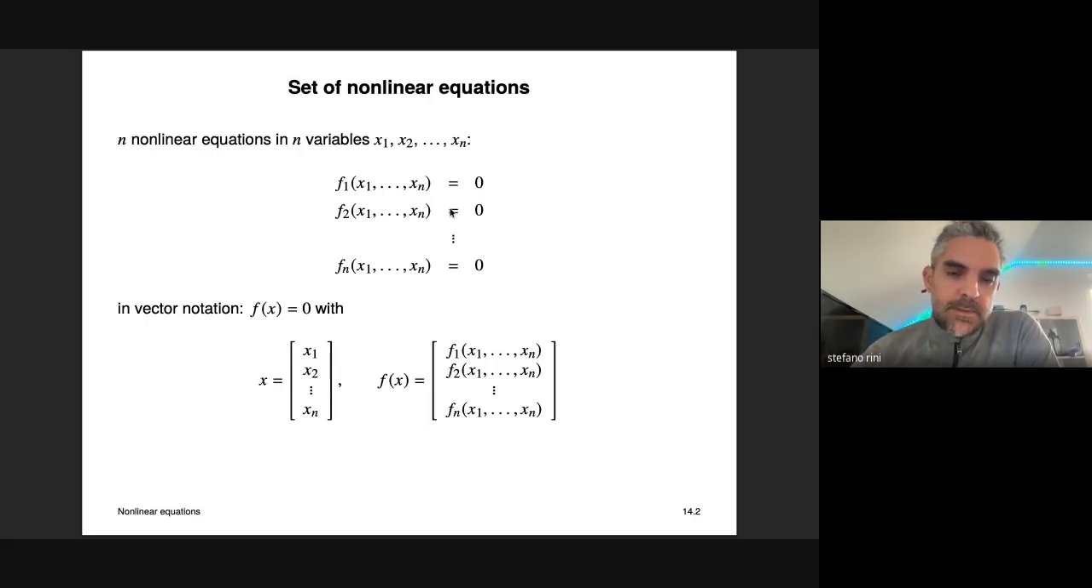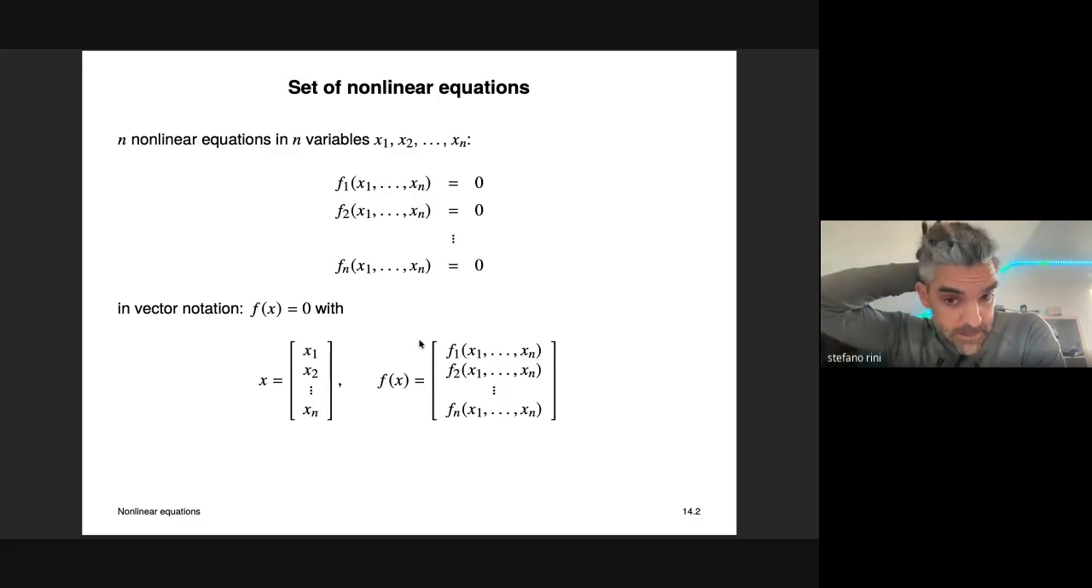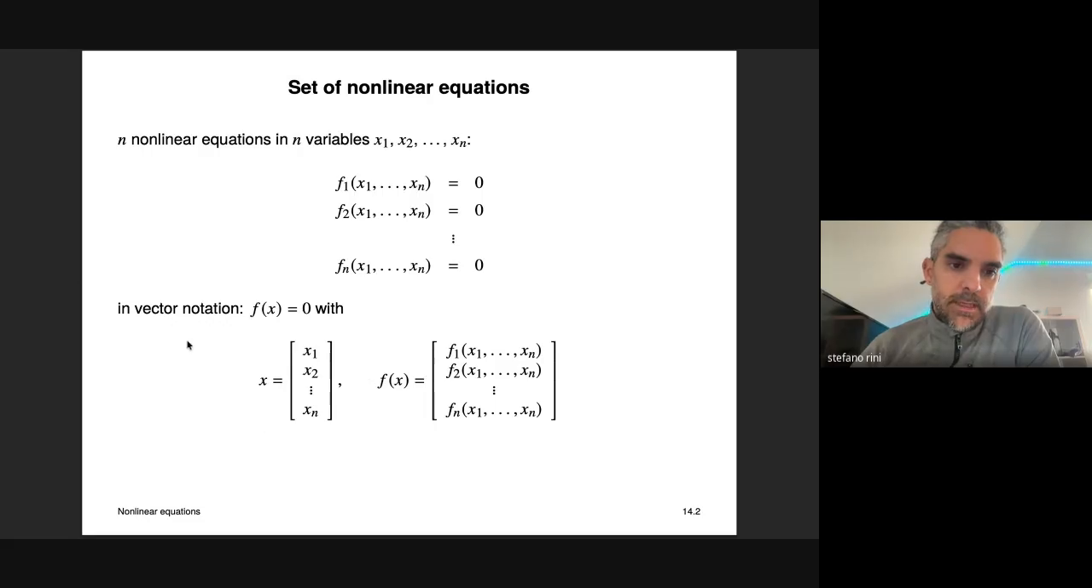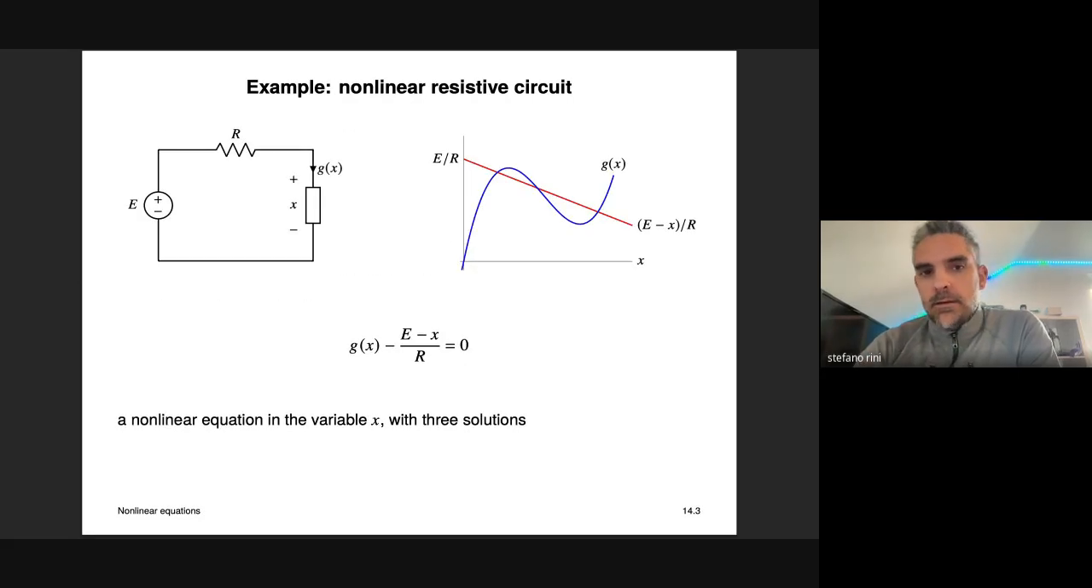So again, somebody gives us these n nonlinear equations, and they want us to find the 0. Again, it's a very general problem that you can try to solve in very many different ways. So you vectorize everything, you vectorize your x, and you vectorize your f, right? So now your f is a function that takes a vector of size n and spits out a vector of size m. Again, some example from resistive circuits. Let's move on.